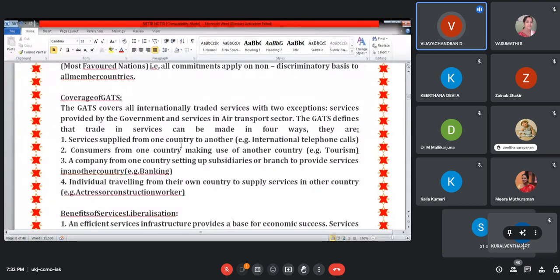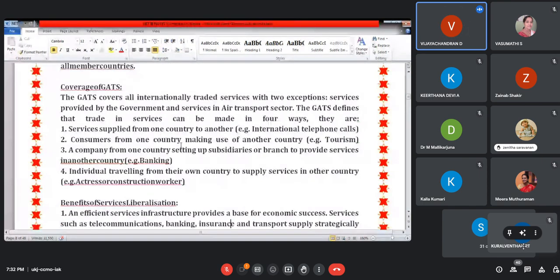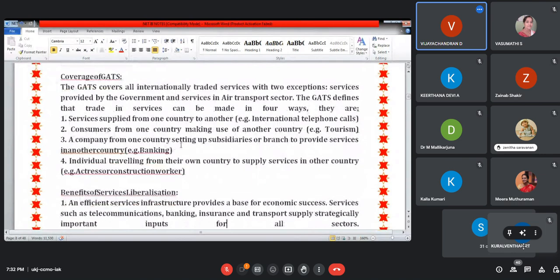And fourth one is the traveling from their own country to supply service in another country, that is actress or actor or construction worker. So they will provide their service in another country. So that will be coming under availing service of one country to another country.